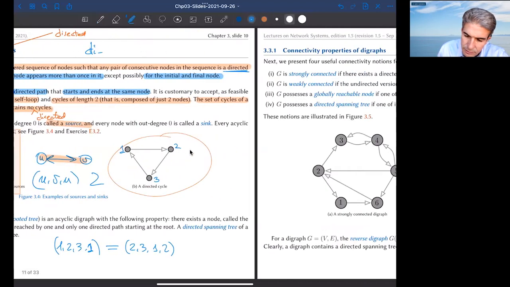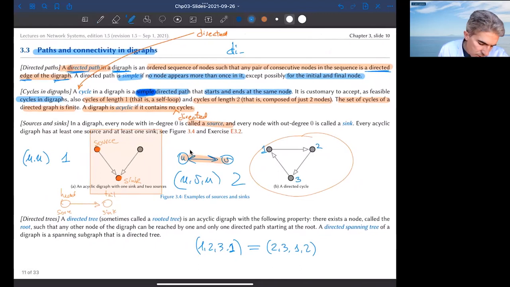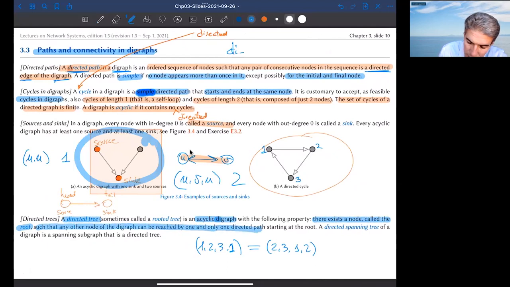Some more language. One last bit of language: I need to generalize the notion of tree. So now we are in a directed graph, and there may exist a directed tree. A directed tree: you have a digraph, and it's acyclic. But it has one more property. So this picture here is not a directed tree. A directed tree has one more property. The property is that there exists a node called the root, such that any other node of the digraph can be reached by one and only one path starting at the root.